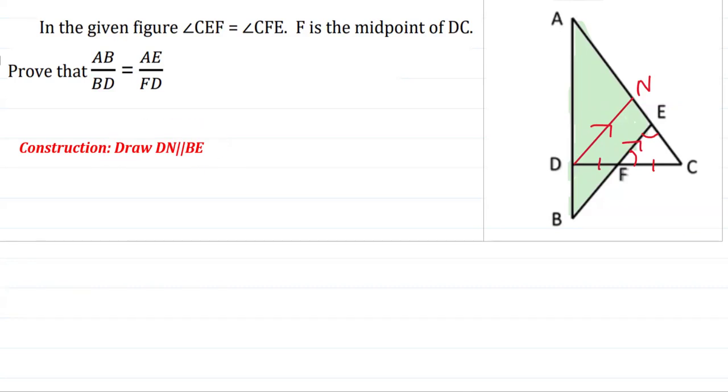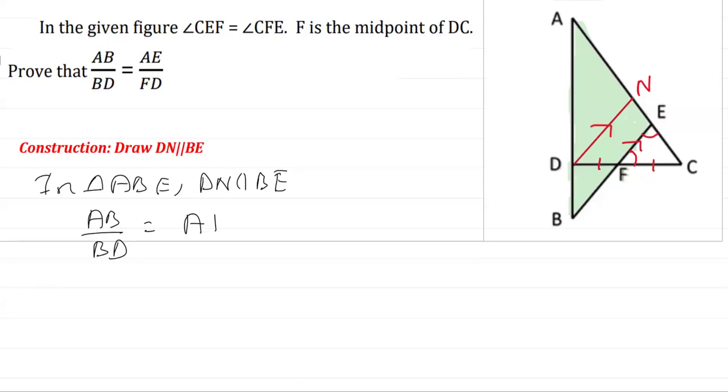That is, DN is drawn parallel to BE. Now we can apply BPT on this triangle. So we'll consider this triangle, that is ABE. We know that this is DN, which is drawn parallel to BE by construction. So we can apply BPT, that is, AB over BD is equal to AE over EN.